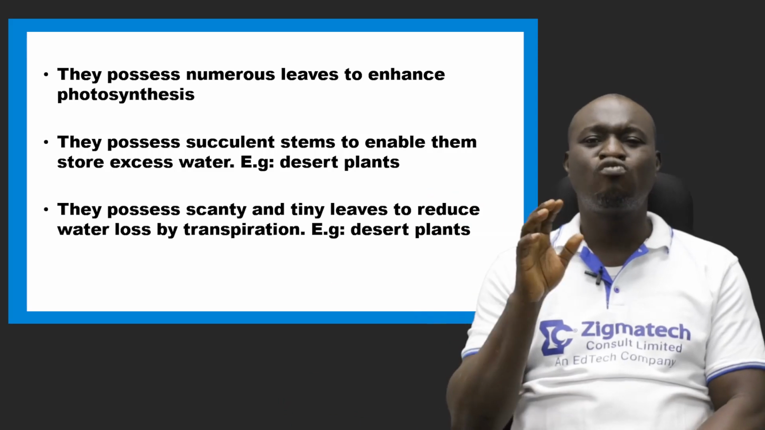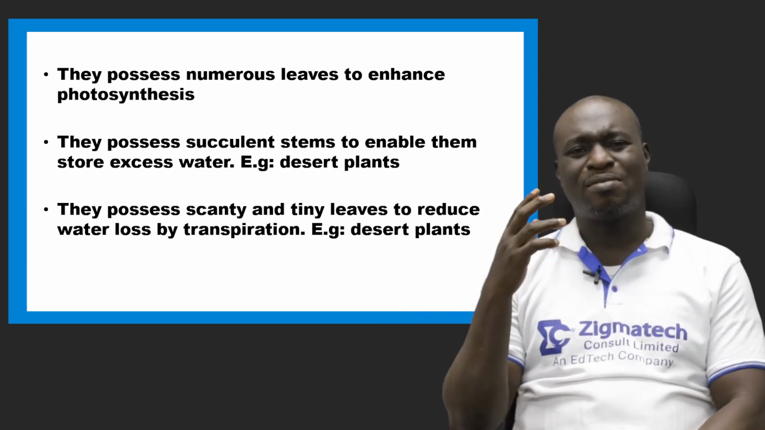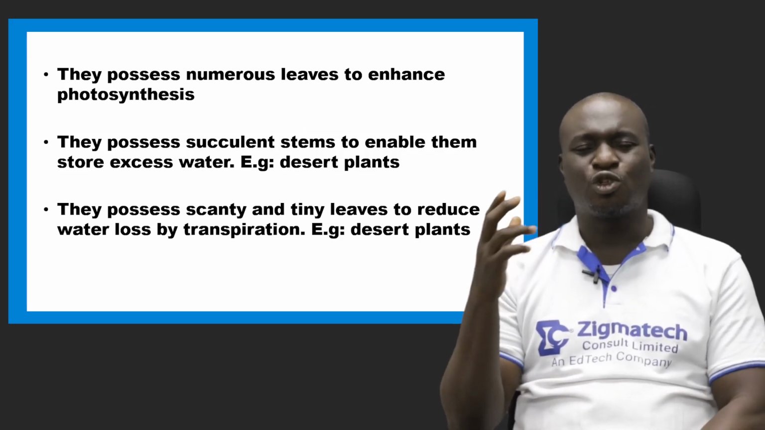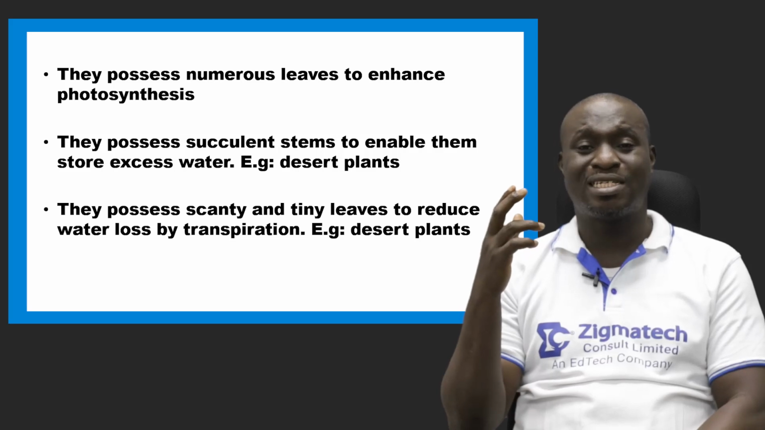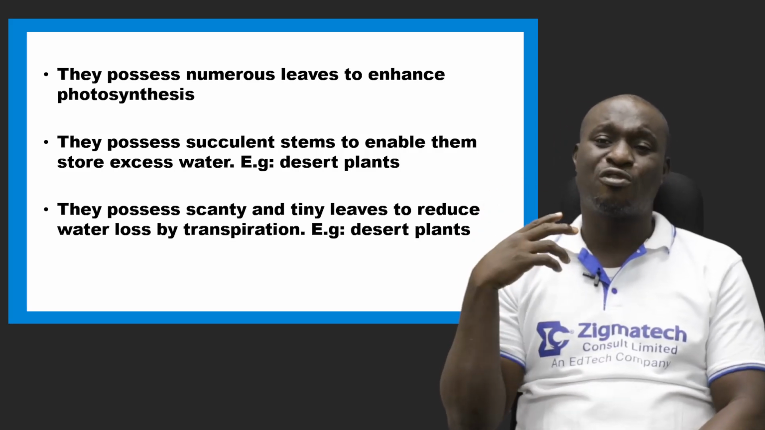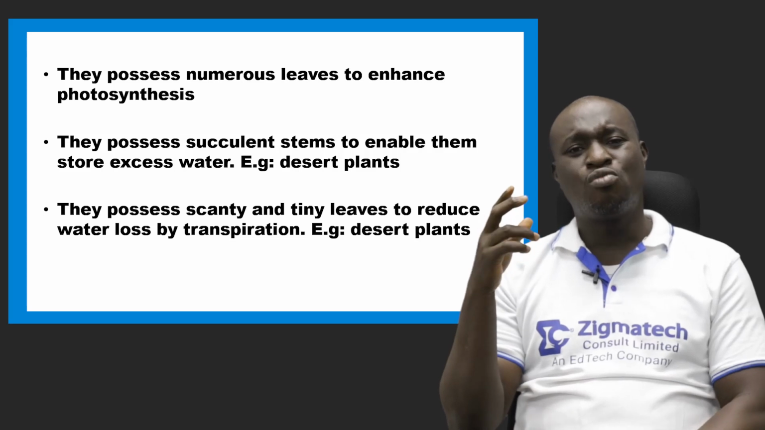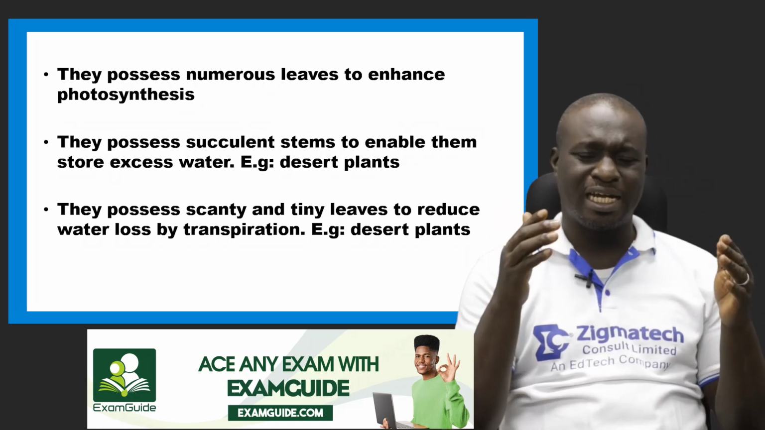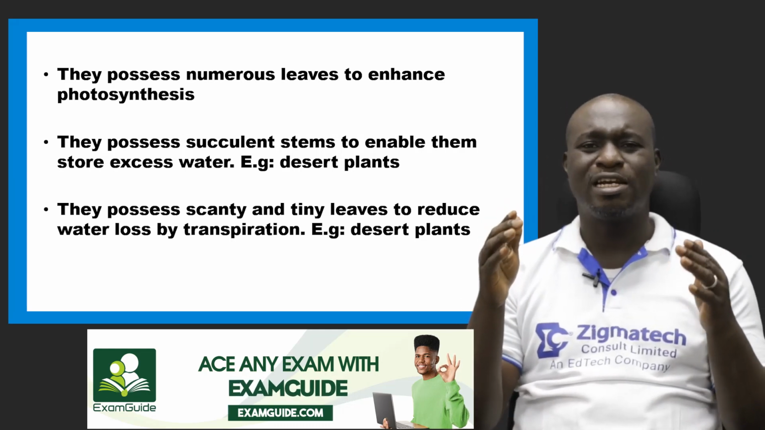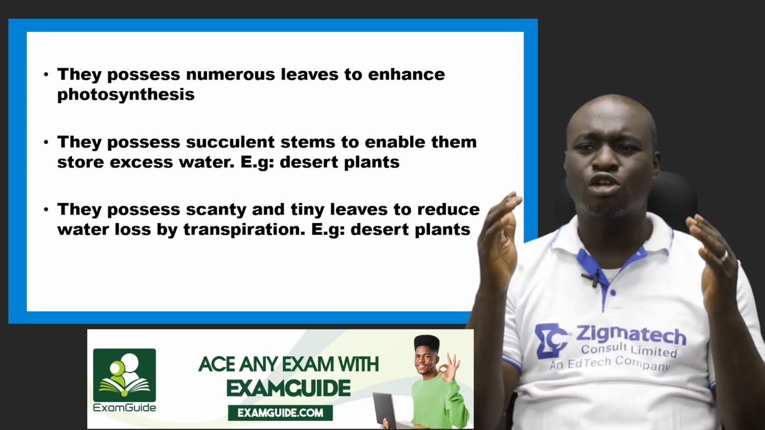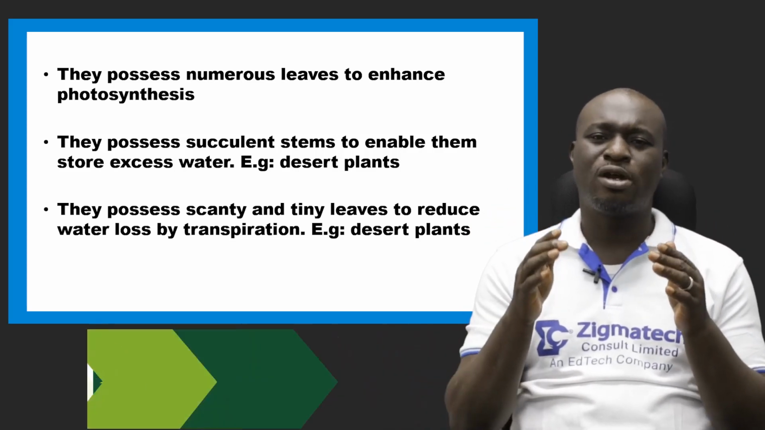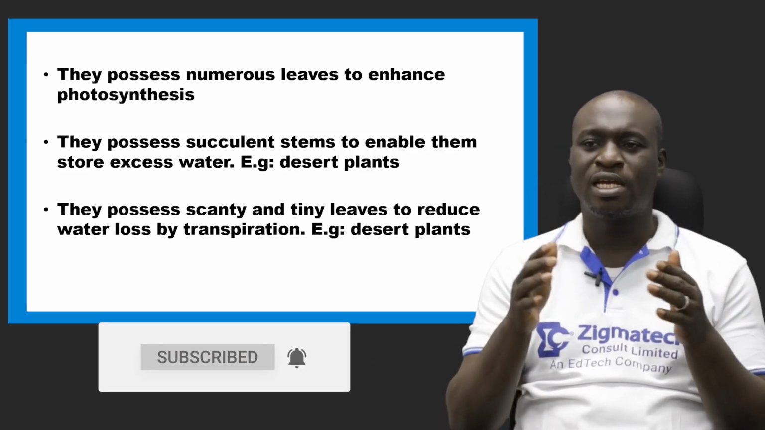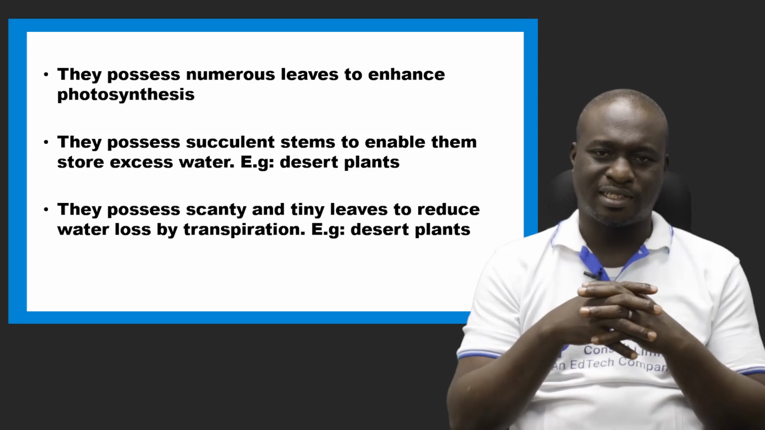Also, they possess numerous leaves. Now, what is the major function of the leaves is for photosynthesis. Actually, the site of photosynthesis is the leaves of plants. And if you look at most terrestrial plants, they possess numerous leaves. Mostly plants that are found in the tropical rainforest, they possess numerous leaves, and one of the advantages of having numerous leaves is to enhance photosynthesis.